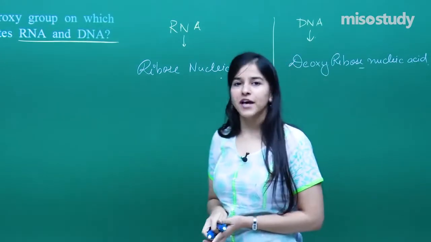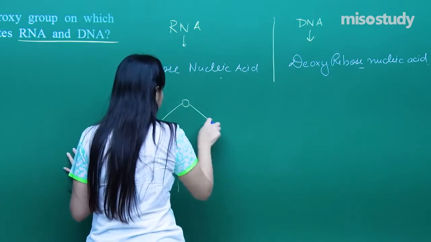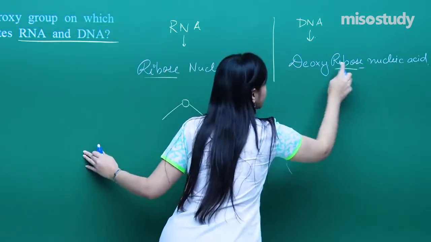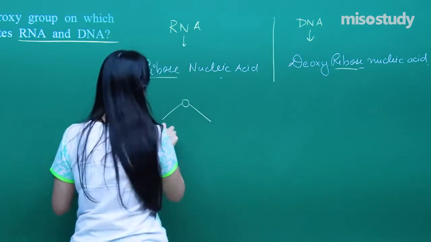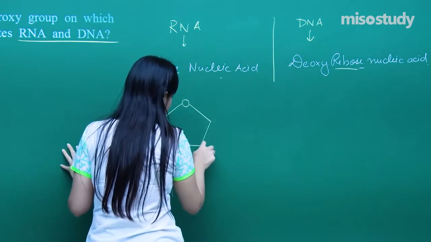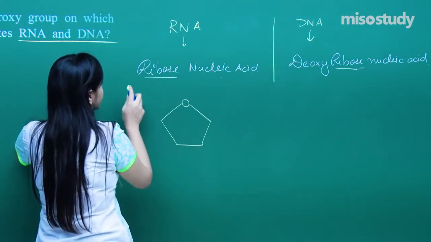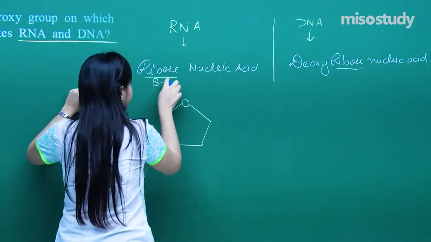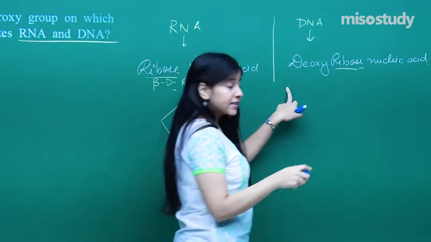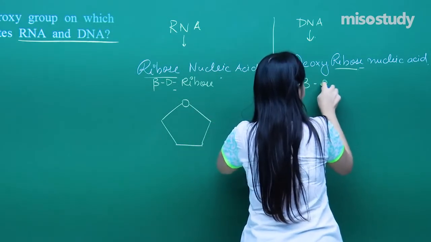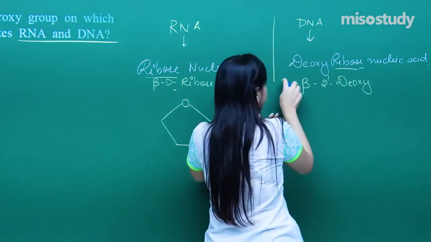That means we have a pentose sugar here. Both are pentose. I just need to have a deoxy part, that means I am removing one OH group. And if you observe, what is the actual sugar present? It's beta D ribose, whereas in this case, it's beta 2-deoxy. It is also deoxyribose.